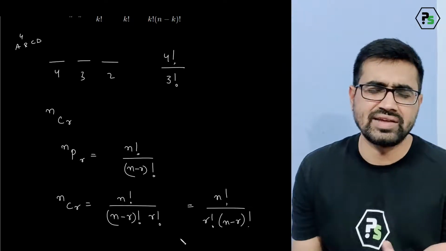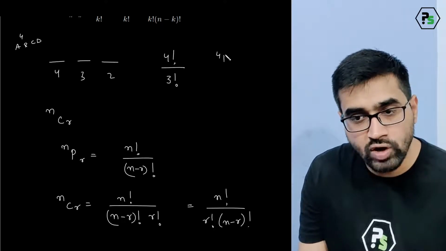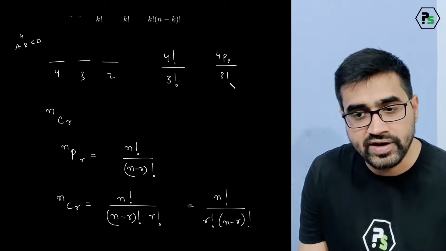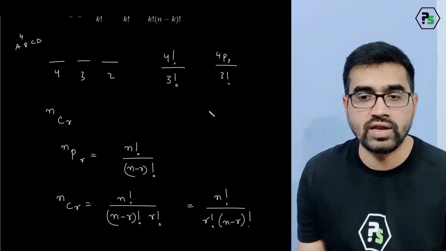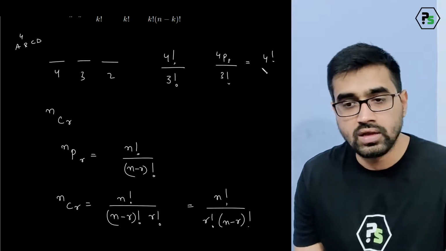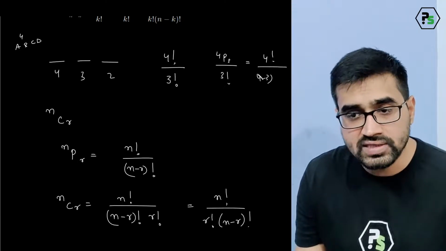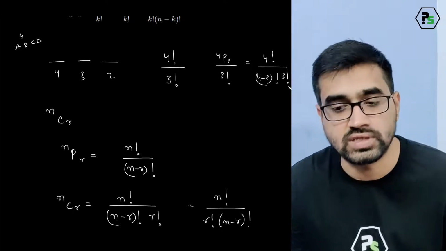Okay, it doesn't matter where you write the r factorial. That extra r factorial, you always see, this was 4P3 divided by 3 factorial. Correct? And 4P3 was 4 factorial, but 4P3 again is what? It is 4 factorial divided by (4 minus 3) factorial, and 3 factorial was extra. You get it now? I hope this is clear now.